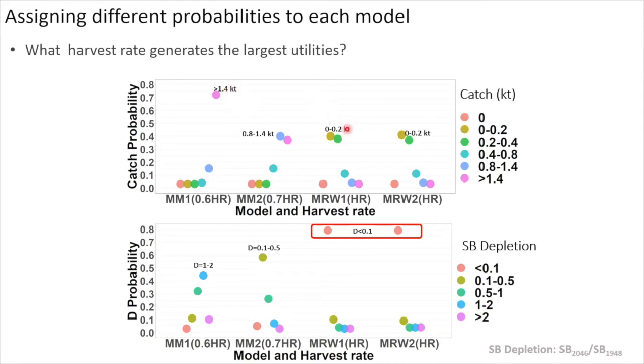So in comparison with the MRW models, here, for example, there is a large probability of generating a lower catch level between 0 to 0.2 kilotons.